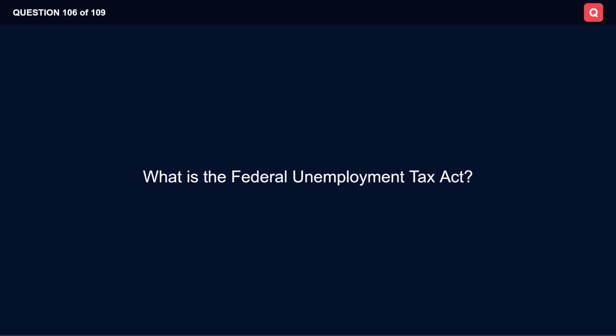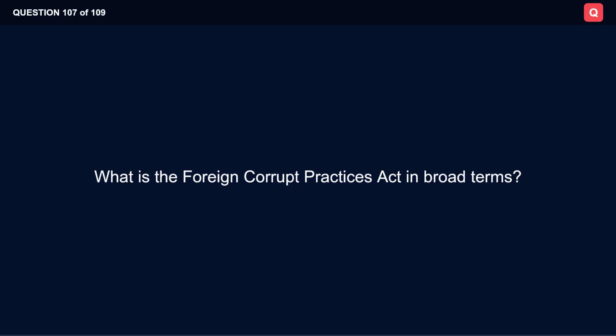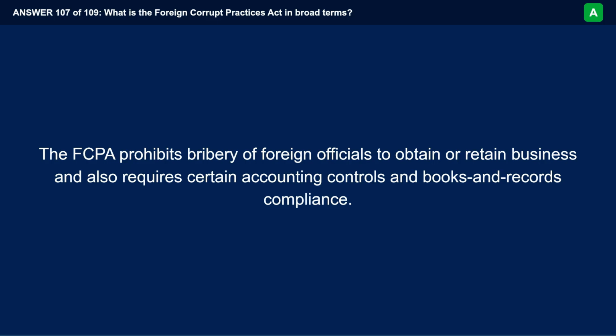What is the Federal Unemployment Tax Act? FUTA is the federal law imposing employer-paid unemployment tax used to support unemployment compensation systems. What is the Foreign Corrupt Practices Act in broad terms? The FCPA prohibits bribery of foreign officials to obtain or retain business, and also requires certain accounting controls and books and records compliance.